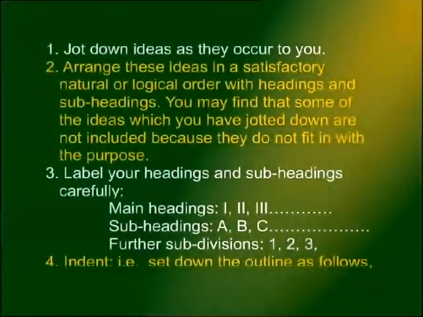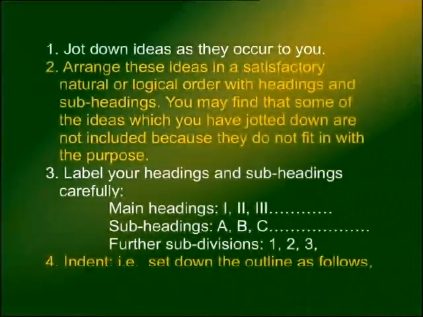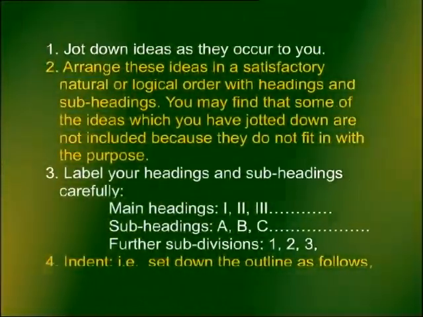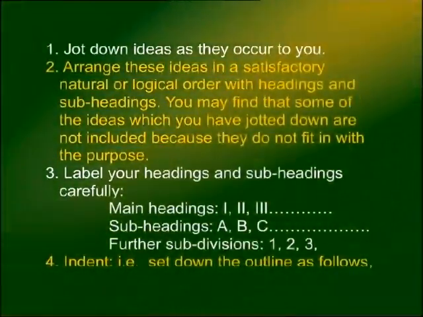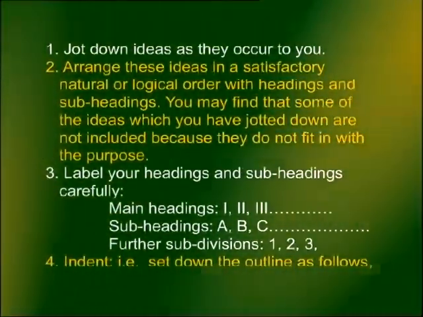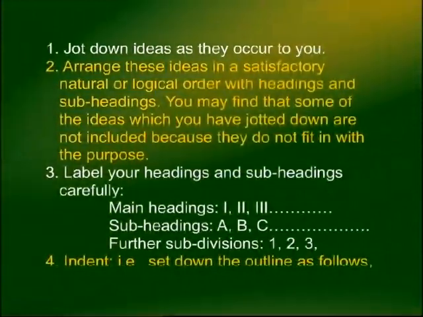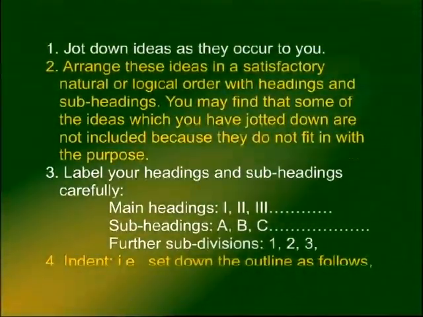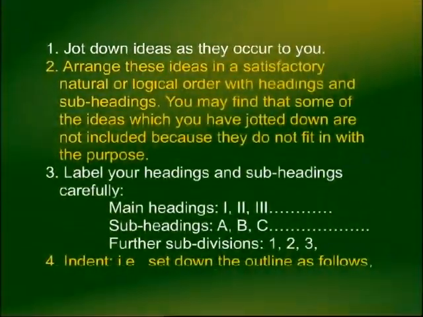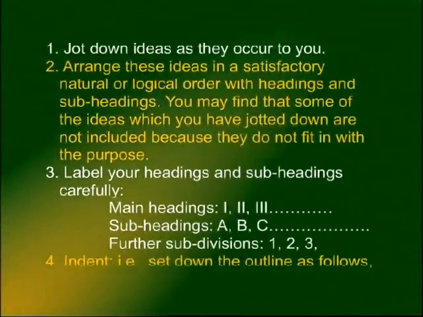And the method of outlining is presented in brief for you. Notice on your screen that when you want to make an outline, just jot down the ideas as they occur to you. That's the first step. The next is that you arrange these ideas in a satisfactory manner, which could be natural or logical order, with headings and subheadings. You may find that some of the ideas which you have jotted down are not included because you realize later on that they do not fit in with your purpose.